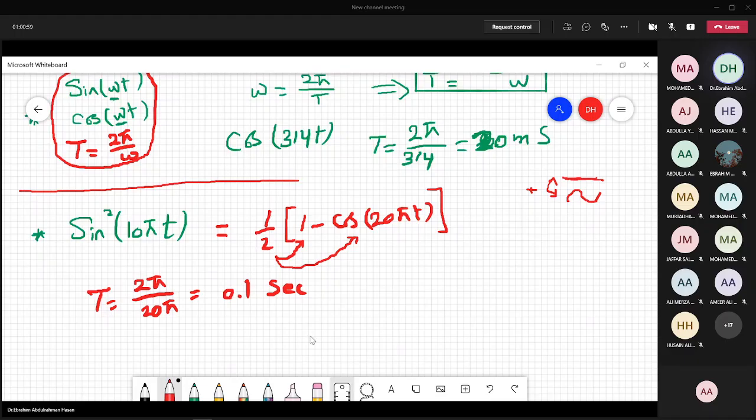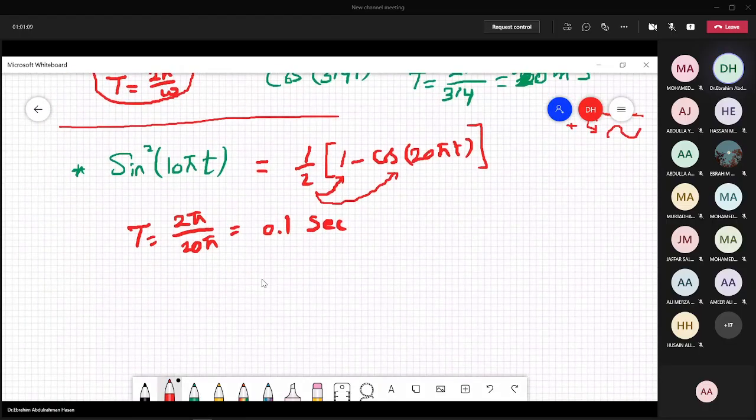We are talking about continuous time, so if you have sine or cosine, sine square, it is always periodic. Same thing if you have sine to the power of 4, sine to the power of 3, okay? So it is always periodic.